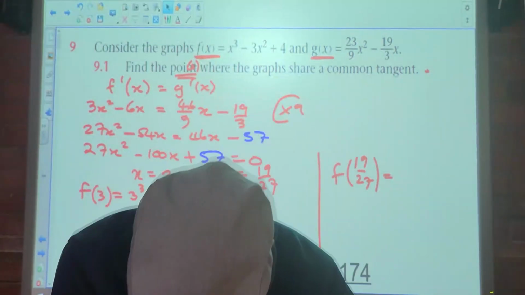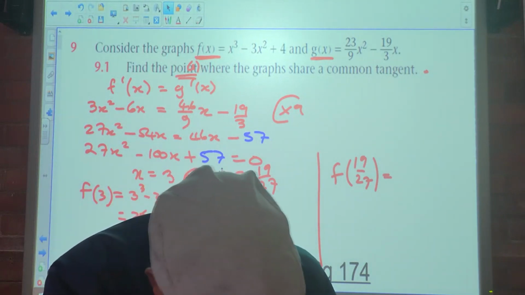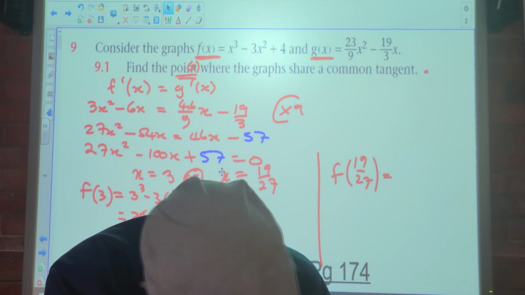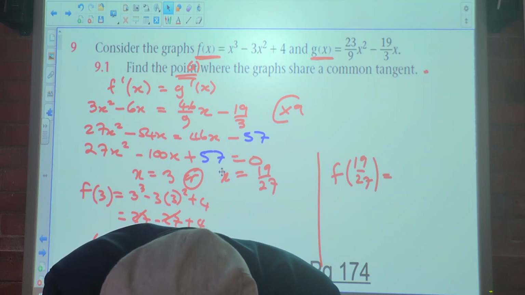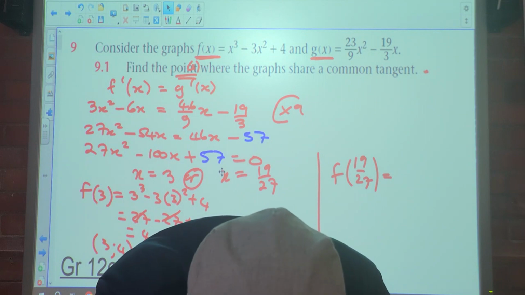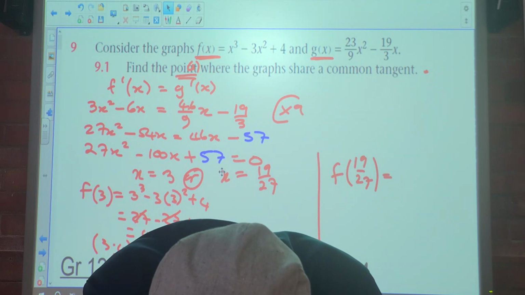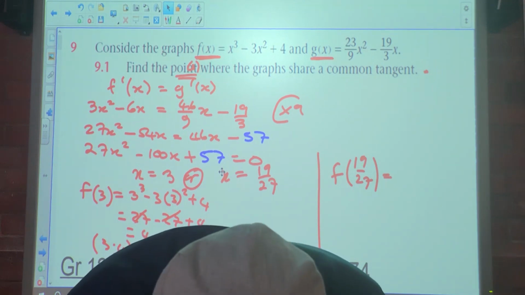Chapter 8, Exercise 13, Number 9. Okay, so here we are told that they got both solutions. If x is equal to 3 and f of 3 is 4, and g of 3 is also 4, so it's a common tangent.